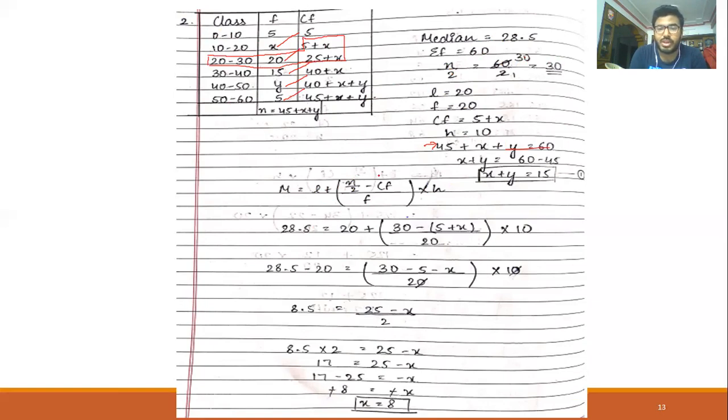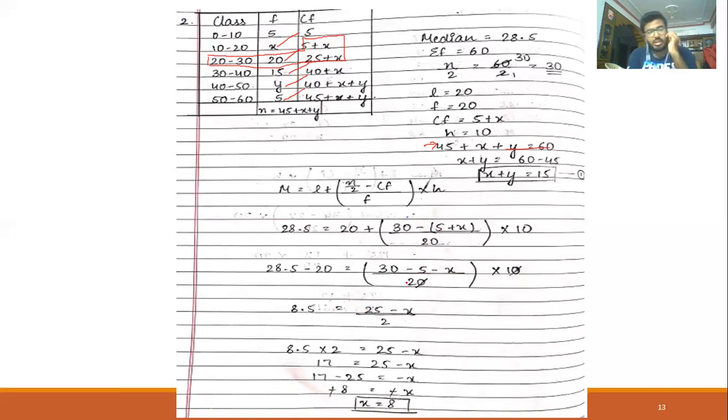It is 30. So you are writing it here, 30 minus CF. The value of CF is 5 plus x, so minus 5 plus x upon F. The value of F is given, it is 20, into h, whose value is 10. So 0 and 0 are cancelling. First bring L to the left hand side. So 28.5 minus 20 is 8.5. Then 30 minus 5, and minus into plus is minus, so minus x upon 20 into 10, 0 0 cancel, already said.